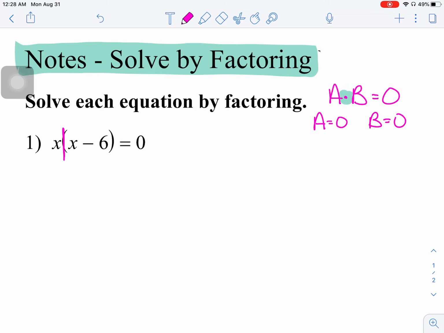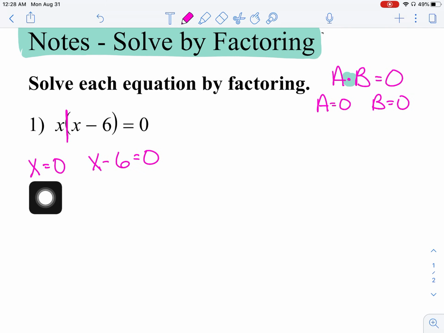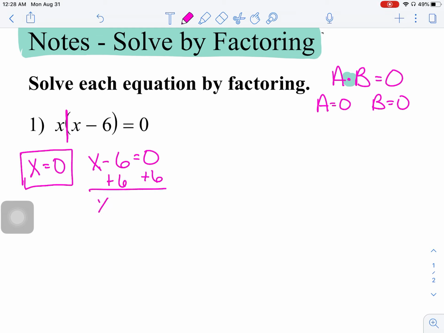So what I'm going to do is take each part of the multiplication. They're called factors. I'm going to take each factor and set it equal to 0. If I need to do any kind of solving, that's what I'm going to do next. So this particular problem is already done. It already says x equals 0. The other little equation here, I'm going to add 6 to both sides, and I'm going to be able to say that x is also equal to 6. So I have two answers. For a lot of these problems, you're going to get two answers, so be aware of that.